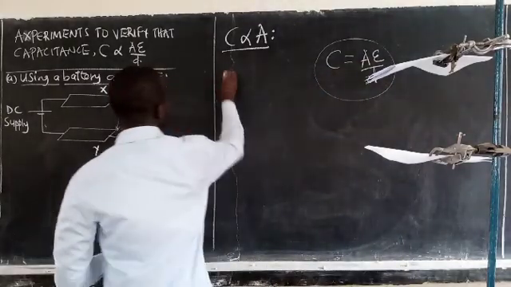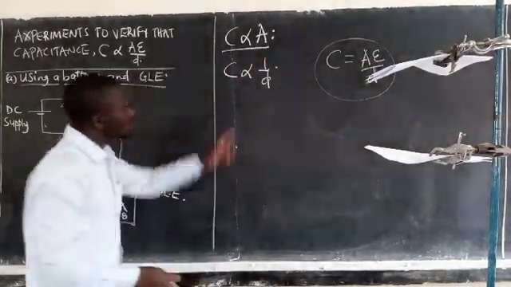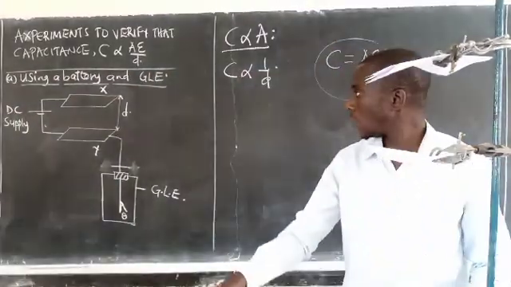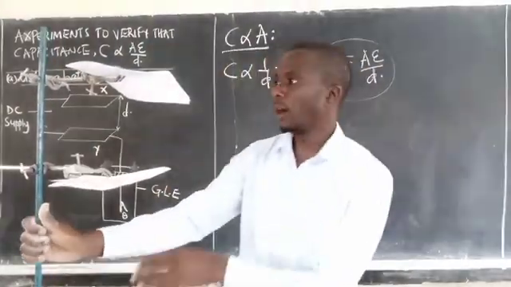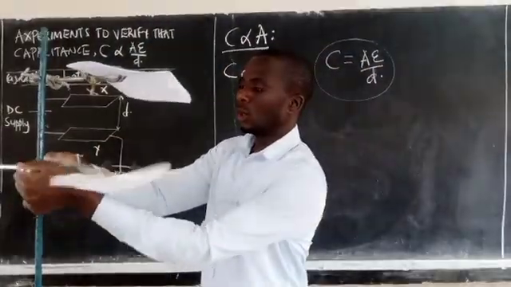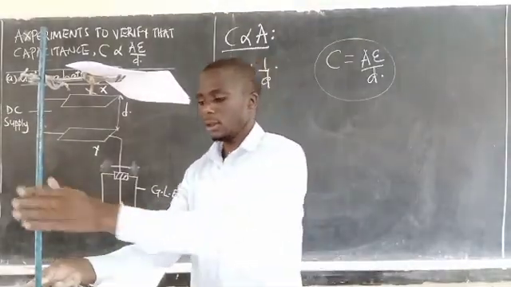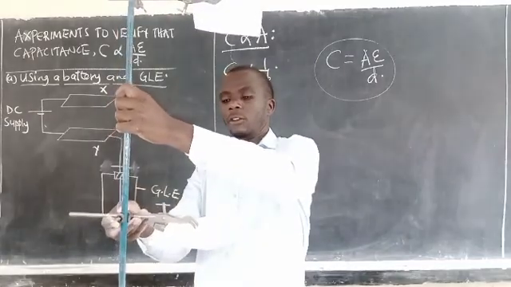So now we want to show that capacitance is inversely proportional to D, that when you increase D, capacitance reduces. Therefore, we shall keep the area constant and keep the capacitor plates in air. So what do we do? You can increase the D. Yes, I have increased the distance by moving this capacitor plate far away.